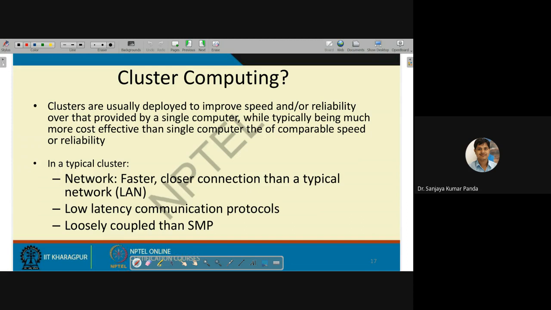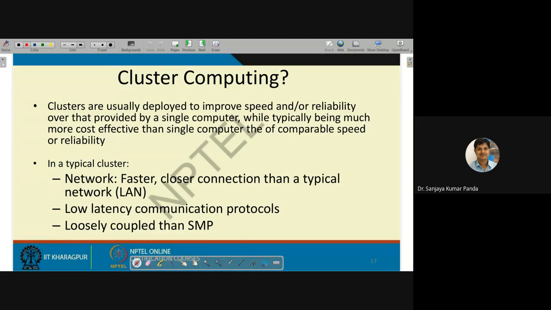So here you can see, while typically being much more cost effective than a single computer of comparable speed or reliability. Obviously, if I compare one computer system with a cluster, the cluster is high performance because it is providing massive power rather than the computer system. Not only that, it is cost effective, right? You did not enhance the power of each and every computer system. Rather you are combining multiple computer systems to provide a massive power.